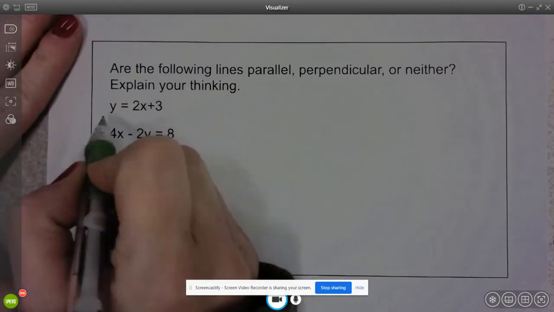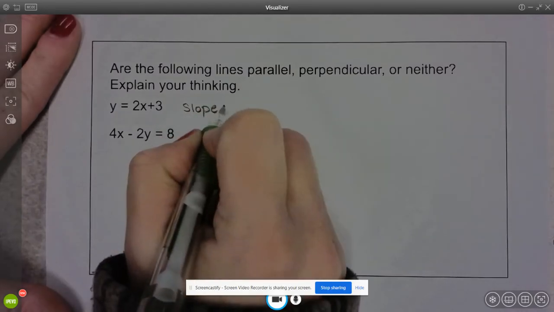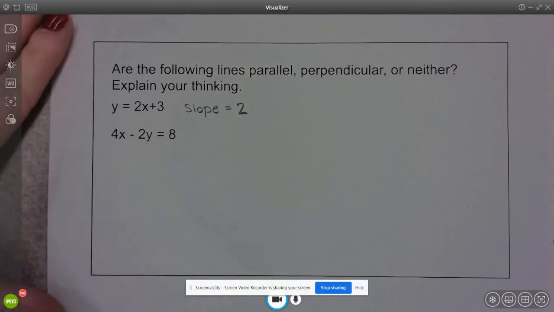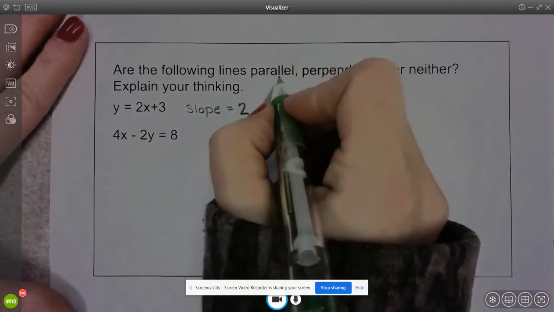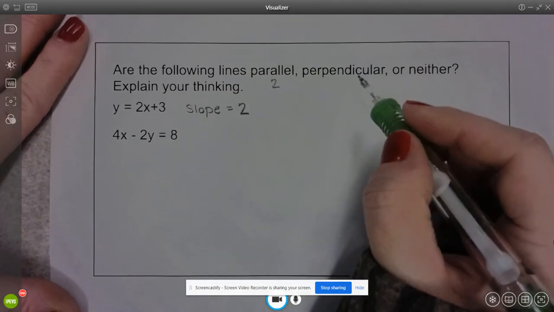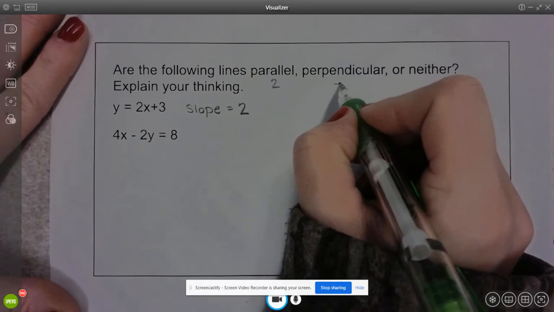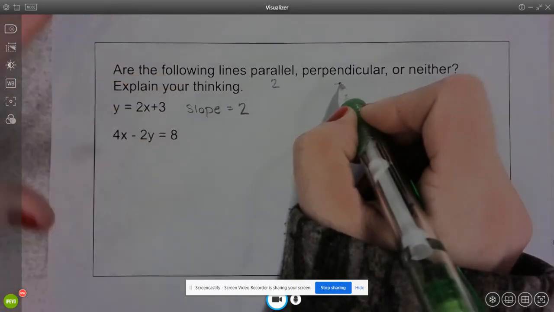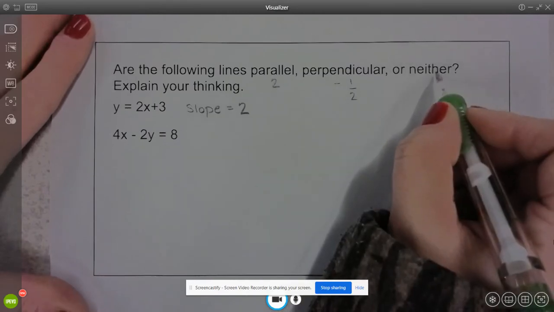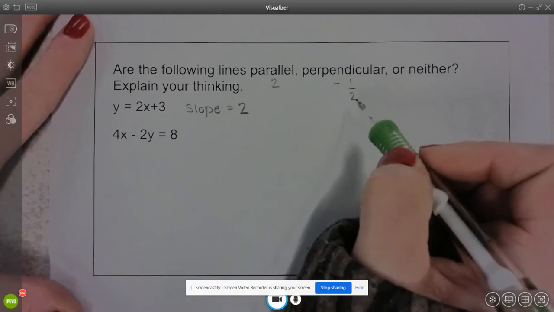So this one here is already in slope-intercept form. So I know that my slope for the first one is 2. So if it's parallel, I'm looking for another slope of 2. If they are perpendicular, I'm looking for a slope that is negative and then 2 over 1 flipped upside down, which would be negative 1/2. And then neither is if this second slope is neither one of these two things.